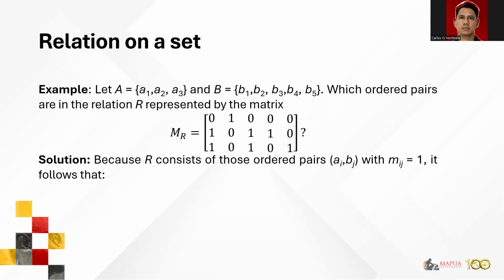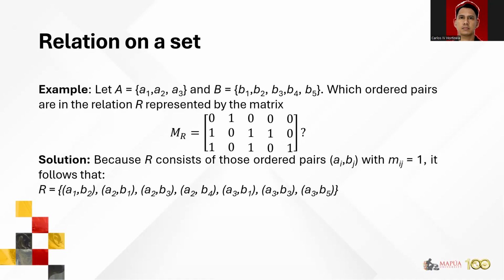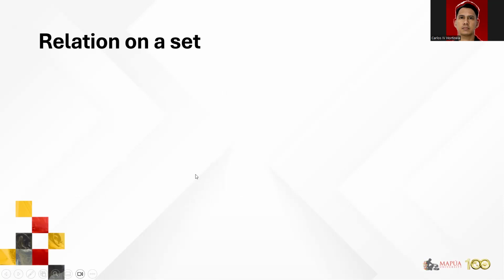The ordered pairs in your relation set comprise A1, B2, A2, B1, A2, B3, A2, B4, A3, B1, A3, B3, and A3, B5. Follow? So this is A1, B2. This is A2, B1. First row is always A1, second row is always A2, and the first column is always B1. So A2, B1. Follow? Okay.